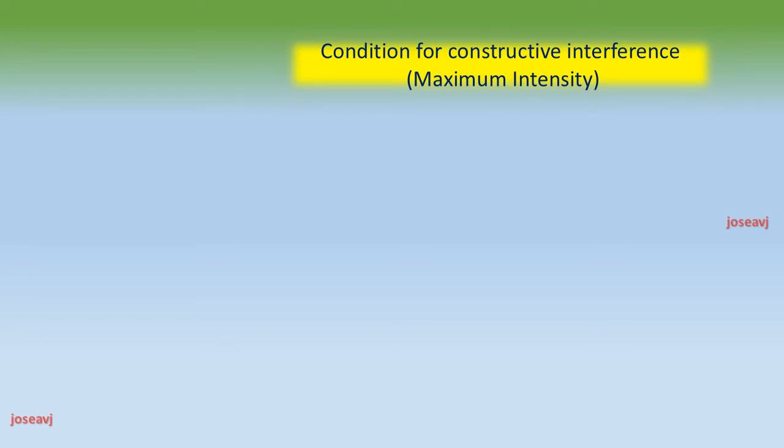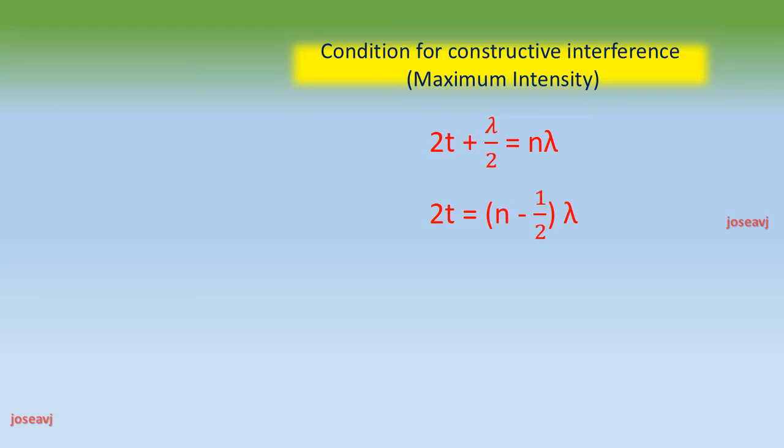Equate the path difference to the general condition of maxima. That is, the general condition of maxima is nλ. So equate the path difference to nλ, and we get the condition for constructive interference. That is, 2t + λ/2 = nλ, or simplifying, we get 2t = (n − 1/2)λ.